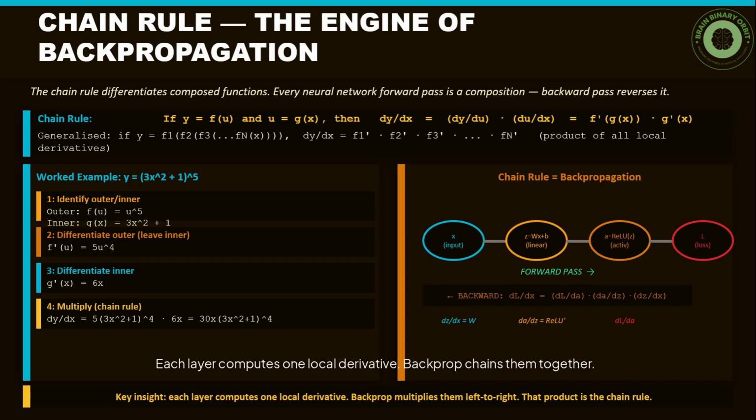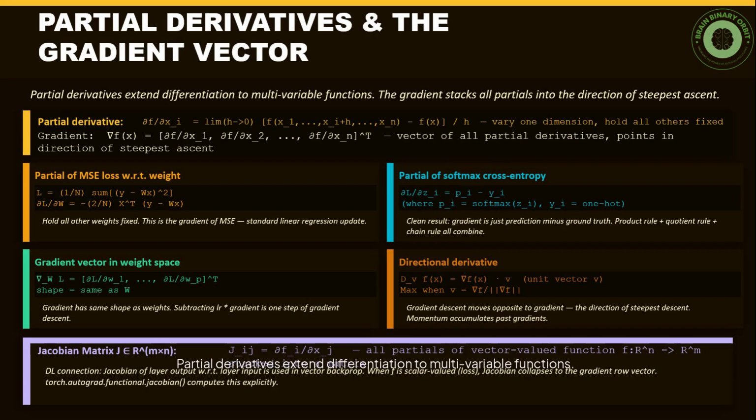Backprop chains them together. Partial derivatives extend differentiation to multi-variable functions. The partial of f with respect to x sub i means vary only x sub i, hold every other variable fixed, and take the ordinary derivative. The gradient vector of f is the column vector of all partial derivatives, partial f over x1, partial f over x2, all the way to partial f over xn. The gradient points in the direction of steepest ascent. Gradient descent subtracts the learning rate times the gradient to move toward a minimum.